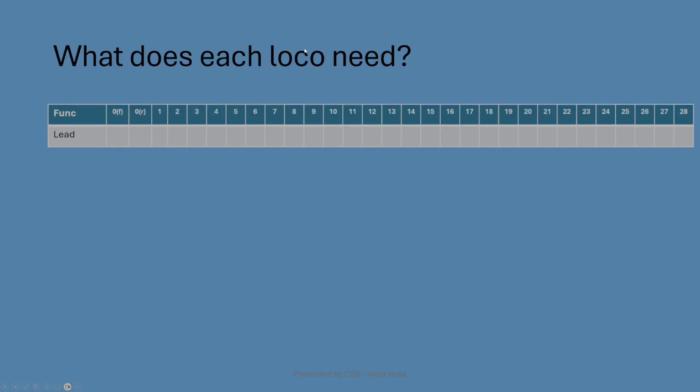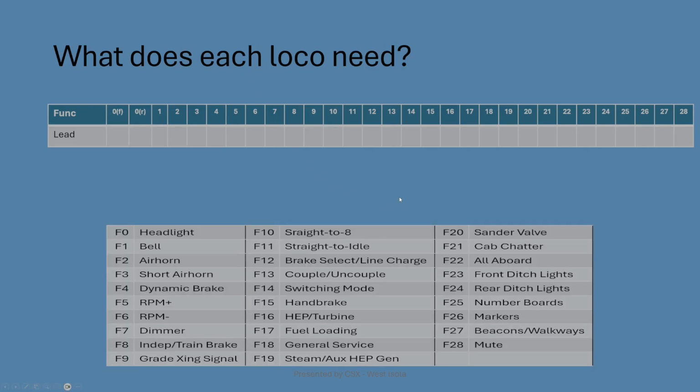So one of the things we have to do is work out in a consist what functions each loco actually needs to work. What does it actually need doing? So here's a reminder of the functions on my locos, the way they're set up. And what we're looking at here is our lead loco. So this is our loco at the front of our consist, and it's running forwards. So that's what we're working on.